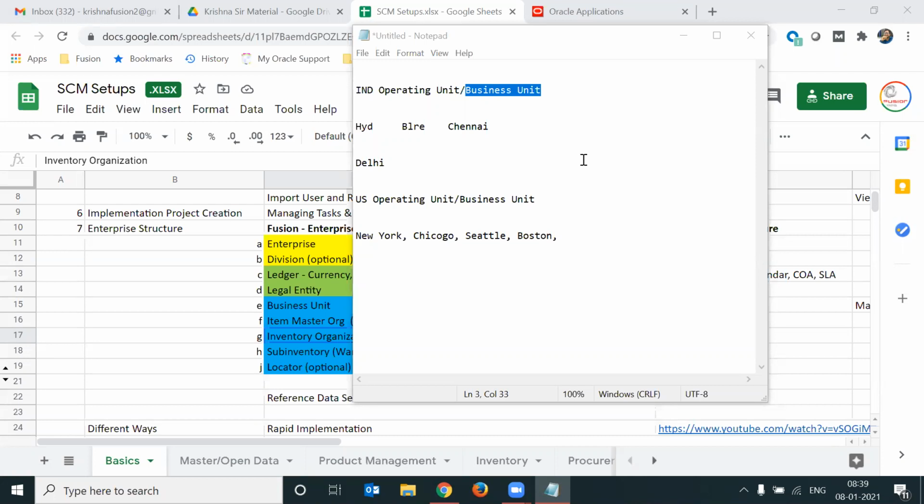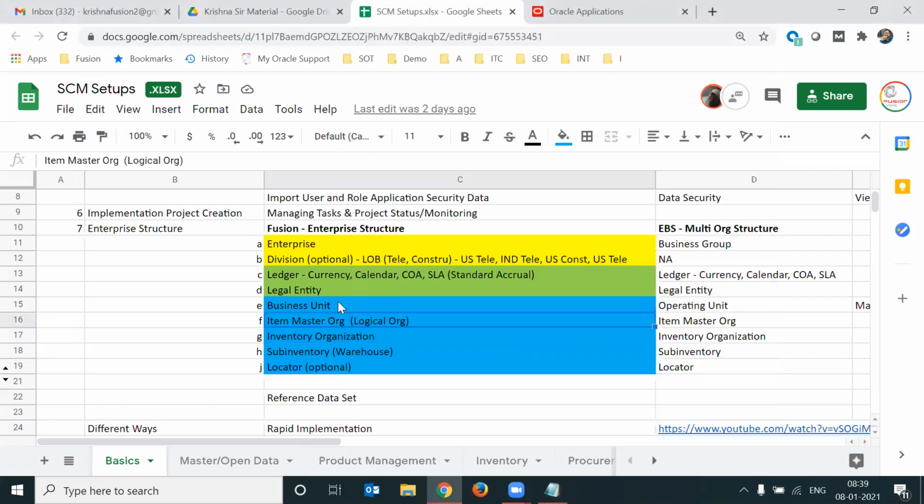But once I configure this in the system, and when you start using the business unit and inventory organization, you will have a better picture. So we discussed what is business unit and what is inventory organization, right? And we need to discuss what is item master org. What is item master organization?